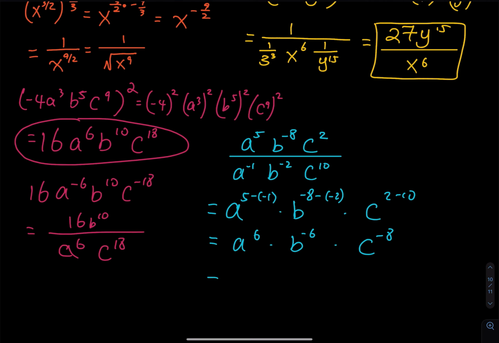And then we have a to the 6 on top. And then the other two go to the bottom. So b to the 6 and then c to the 8th. So this is your final answer.